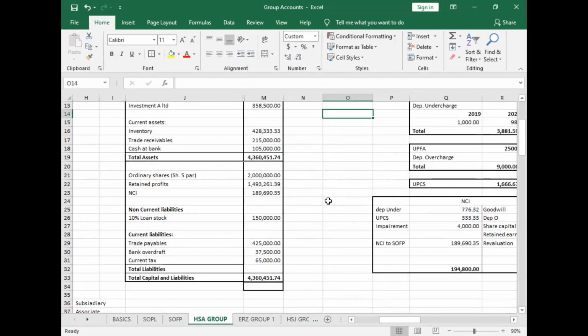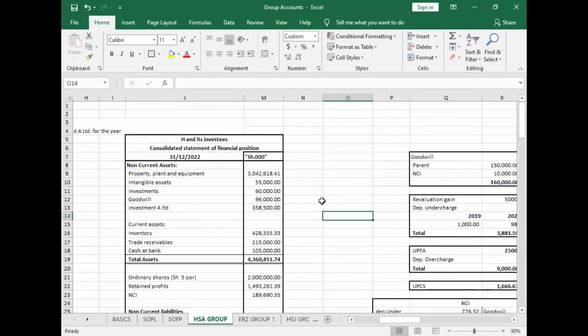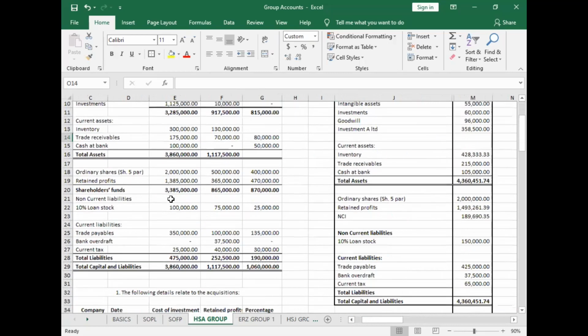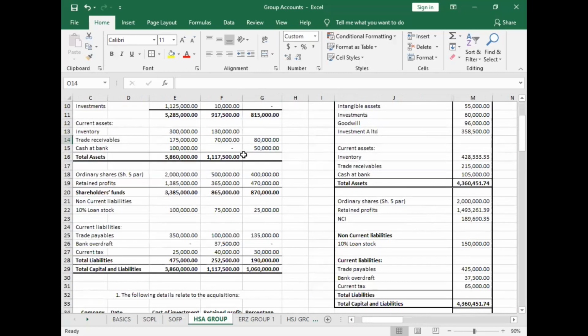Thank you for today. Today was just a recap of the April 2023 exam on group accounting, isn't it? And that is how group accounting is done. So I think the class will end there.